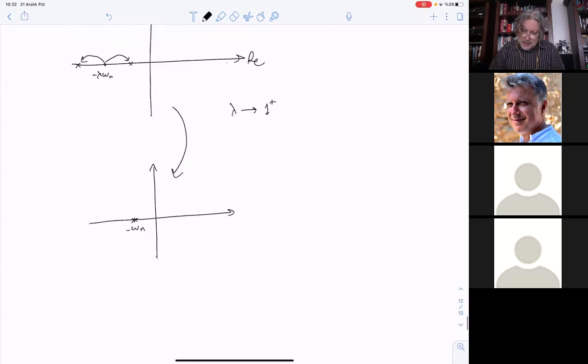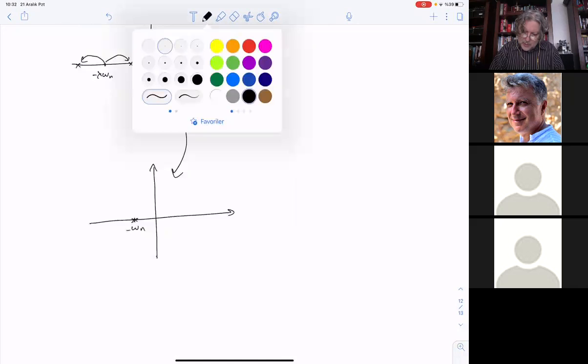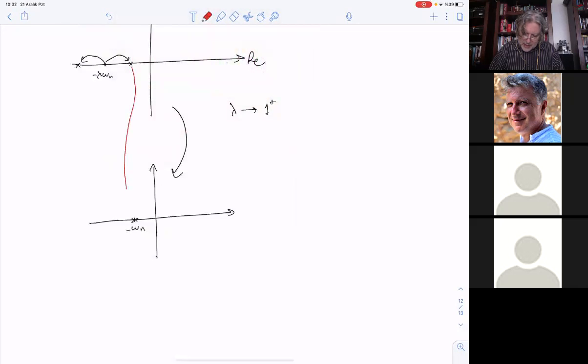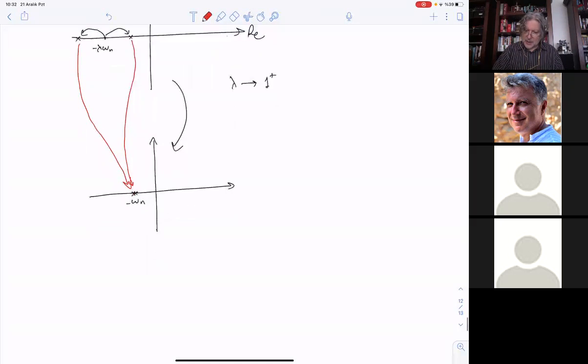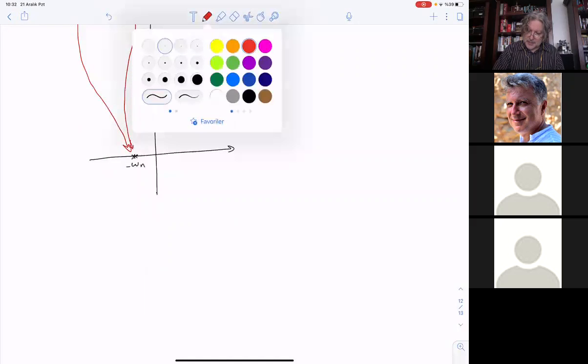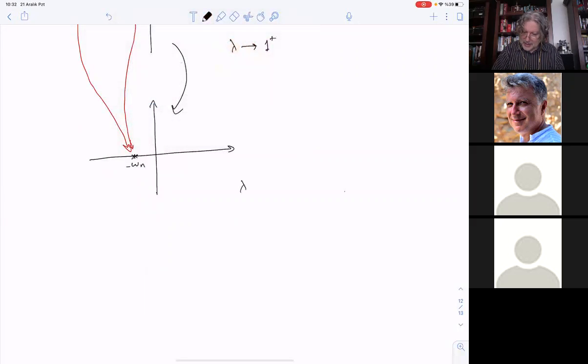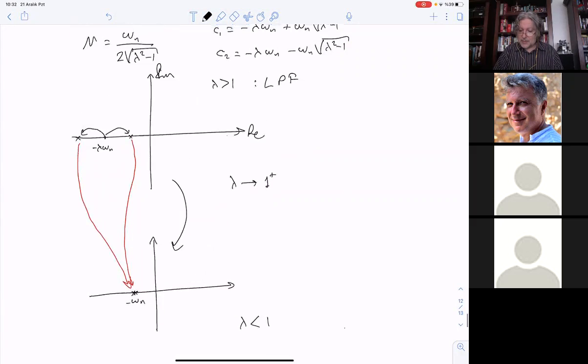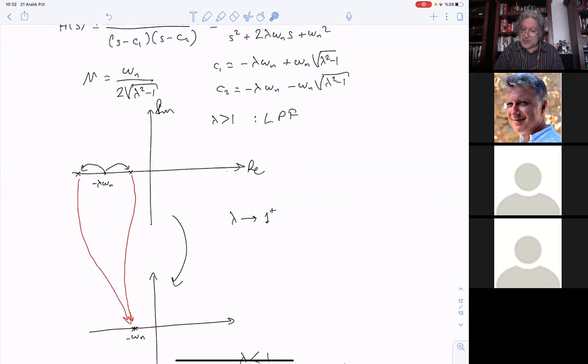So it's like these poles are moving towards one another. We had two poles and they are moving to one another, and they meet at minus omega n when lambda is equal to 1. Okay? They are moving and they meet at minus omega n. Then what happens? Then let's say that lambda is less than 1. If lambda is less than 1, we are starting to experience problems.